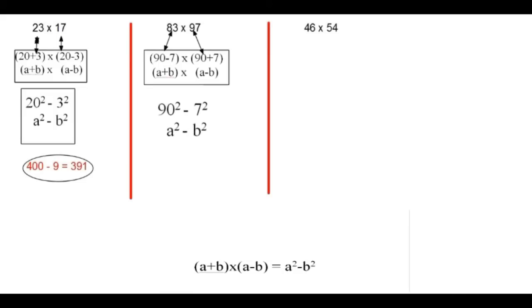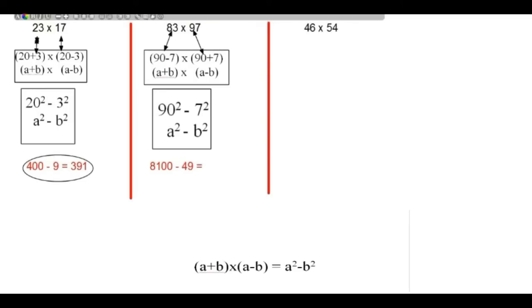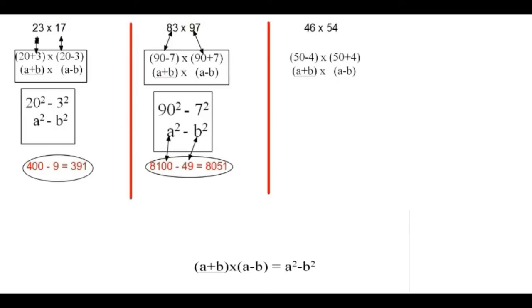So here it will be 90² - 7². We know that 90² is 8100 and 7² is 49. So 8100 minus 49 is 8051. That is how we can solve a difficult question like 83 into 97 simply by using (a+b)(a-b) = a² - b².